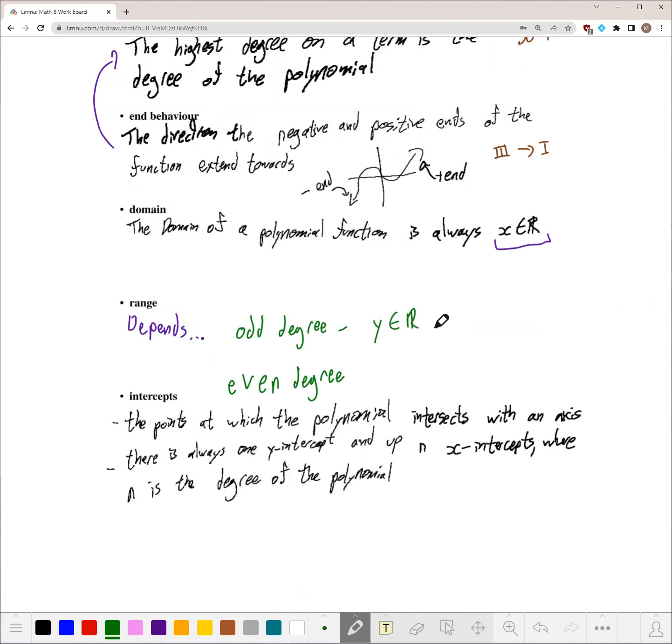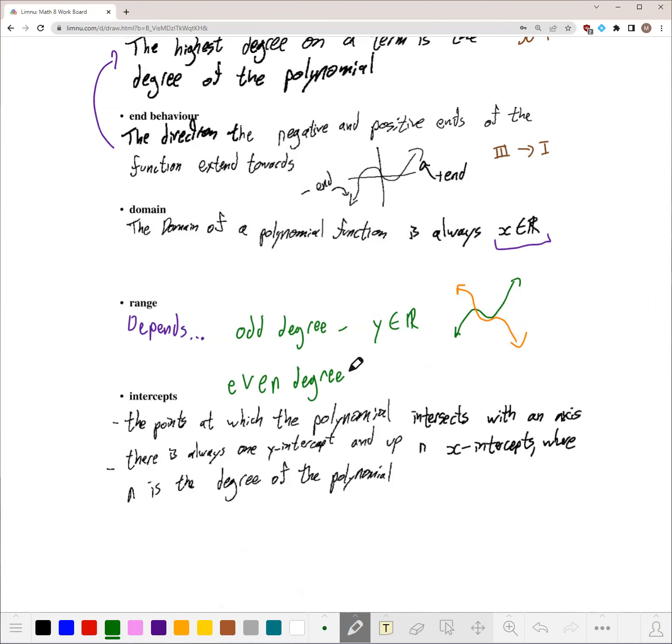And the reason for that is that if you have an odd degree, it's always going to have end behavior that's going like this. Starts at one corner, ends in the exact opposite. It could end up doing, you know, like this instead, where it starts by being positive and then ends negative. But it always has this general trend to start on opposite corners. And so for that reason, it's always going to include everything.